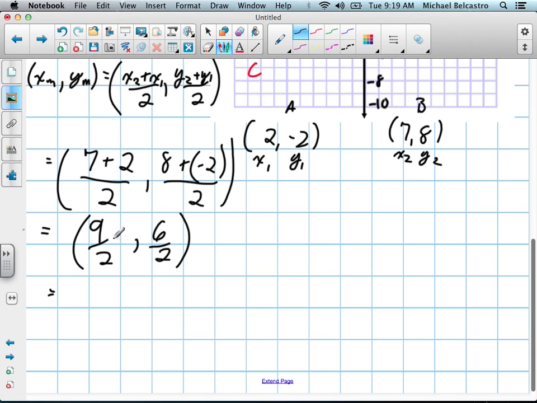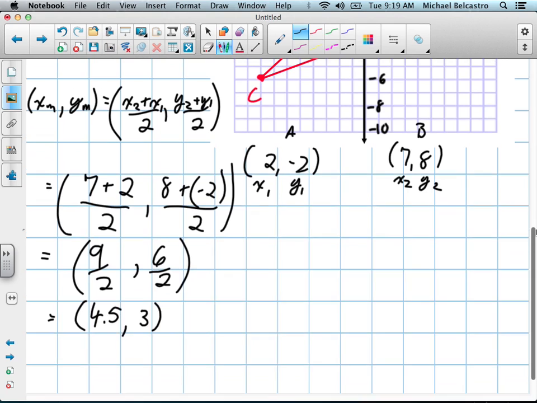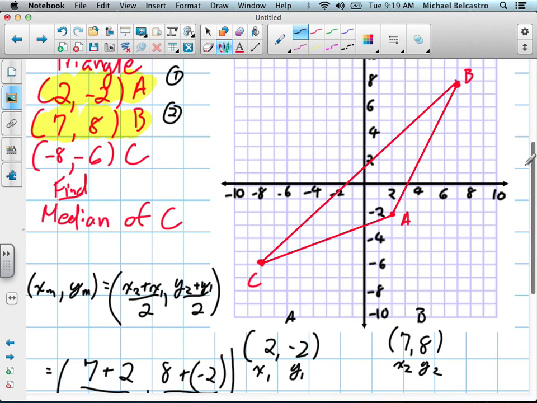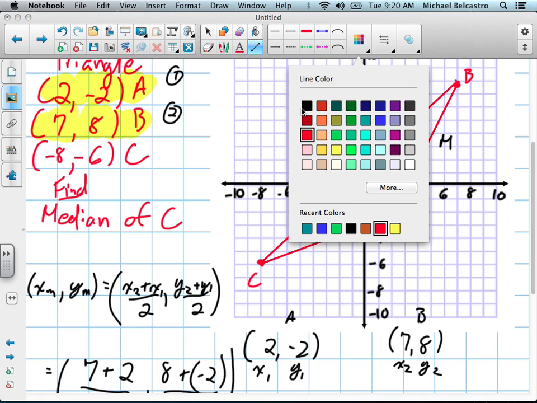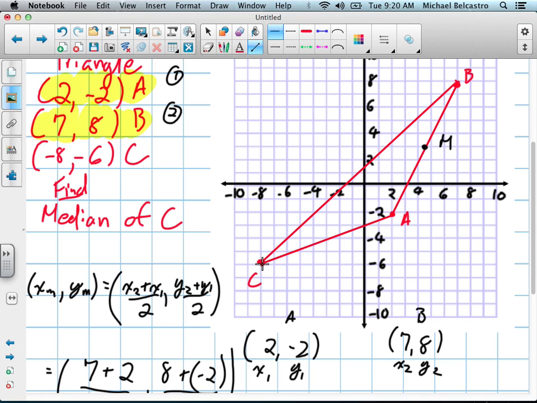Which is, we can leave this in fraction form. It's completely up to you guys. Or you can put it in a decimal. In this case, this would be 4.5 and 3. Okay. So the coordinate or the midpoint of AB is at 4.5 and 3. Which looks about right. Okay. So that's the midpoint. Now we know the median goes from the opposite corner to the midpoint. So this is our median.